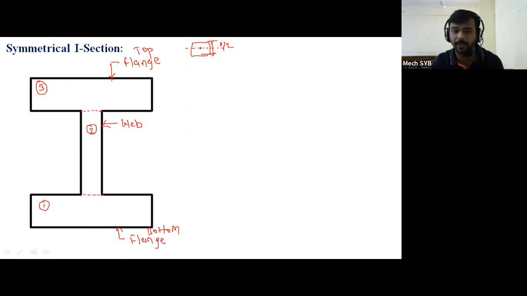Why it is called a top flange and why it is called a bottom flange will be visible in the figure. The rectangle one is present at the bottom side of the section, therefore this is the bottom flange, and the top flange is present at the top of the section, therefore that is the top flange. And the middle vertical rectangle is present in only one quantity, therefore it is directly called a web.